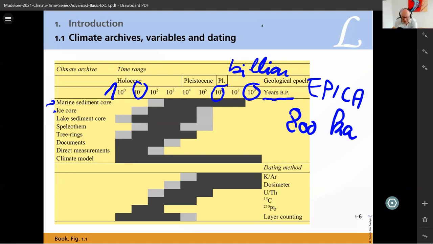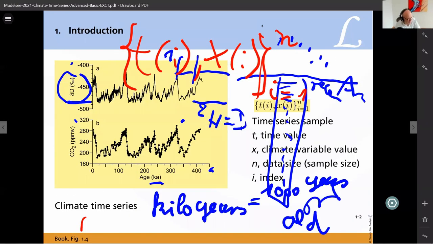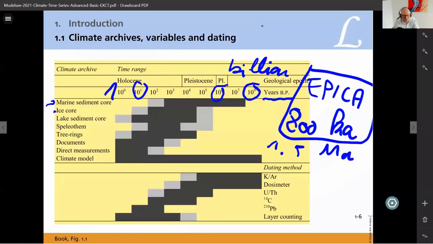This is a kind of successor to the Vostok ice core we just saw. There exist papers with older ice, but these are just spotlights, I think it's 1.5 million years or so. But it's not continuous. And the EPICA record is a continuous record for the past 800 kilo years. So it's a fantastic record, which shows what we saw before. Let me go back. This is extended here from 400 now back to 800, and the pattern is still there. The EPICA record documents this.